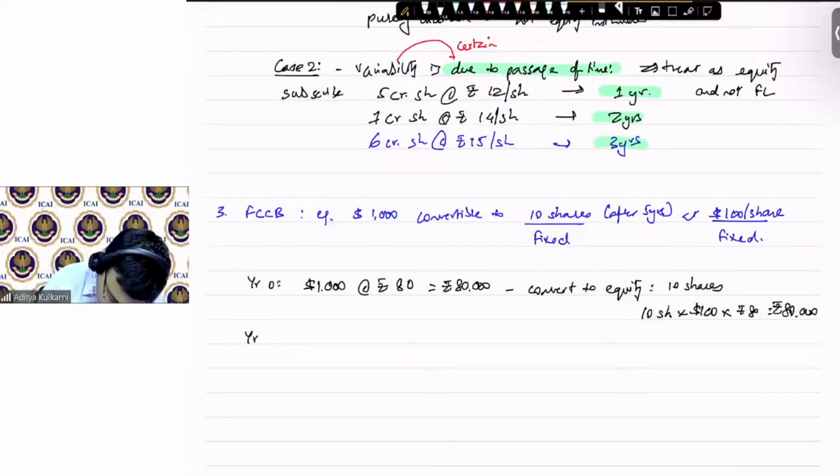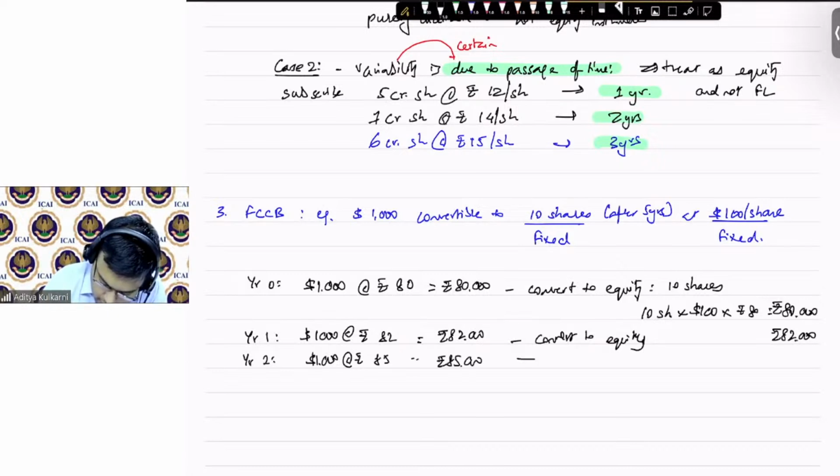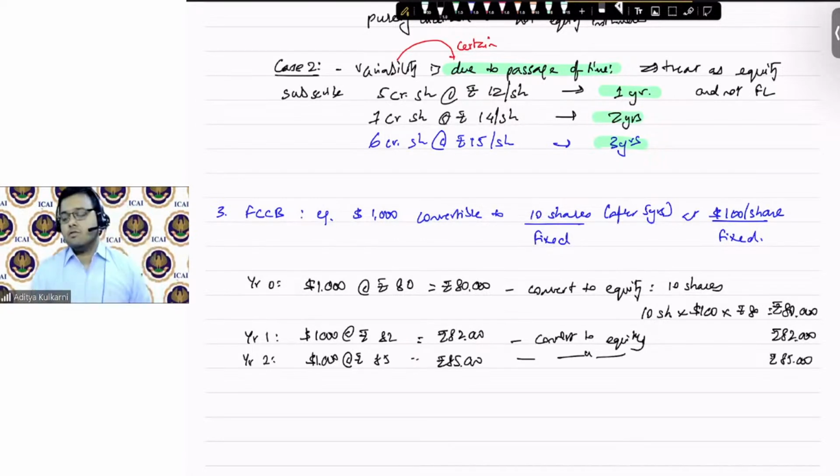Year 1, the same equity, but the exchange rate is now 82. So when you convert to equity, it is going to be worth 82,000. Year 2, the same shares, the same bonds at rupees 85. If you convert to equity, it amounts to 85,000 rupees.